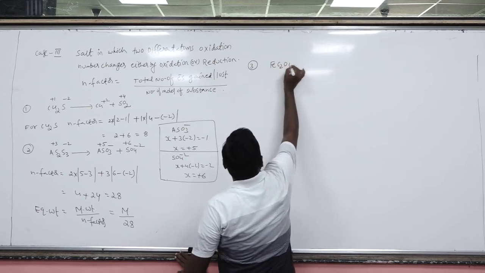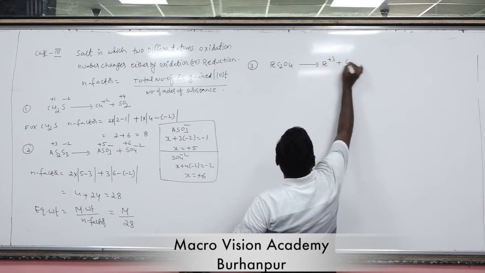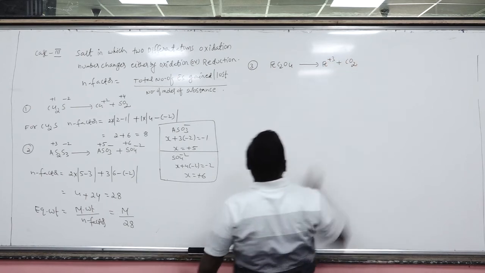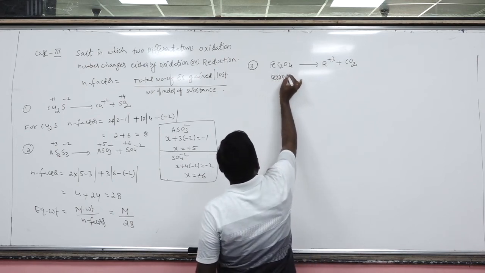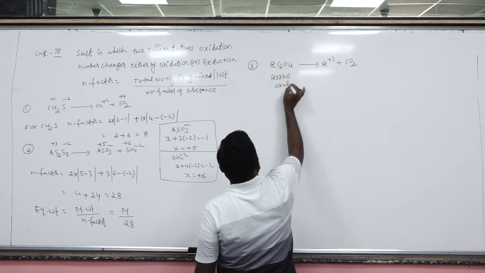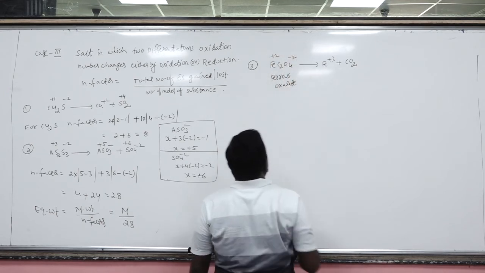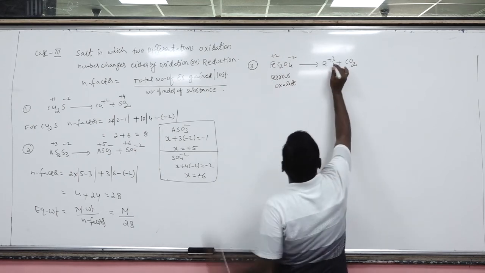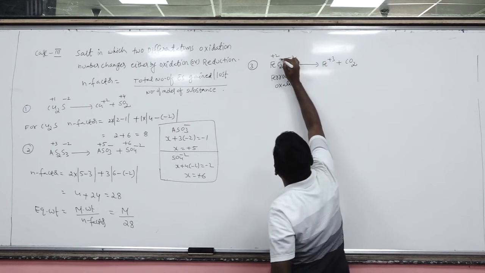Ferrous oxalate is converted into ferric ion and carbon dioxide. Okay, now this is ferrous oxalate, plus 2, minus 2. Here iron changes from plus 2 to plus 3. Now whatever the carbon oxidation number, it is plus 3.